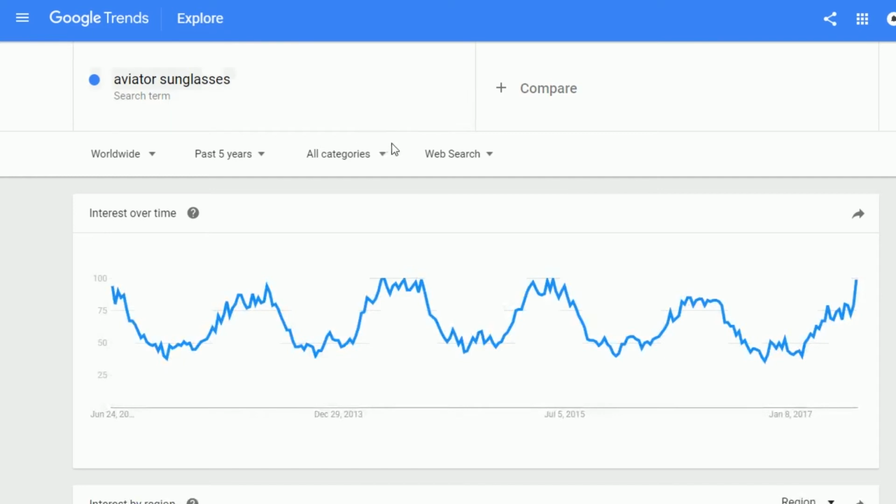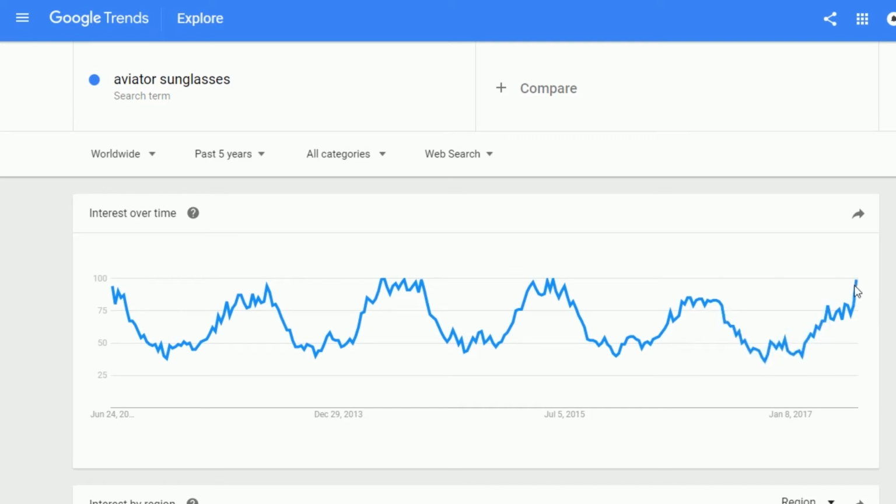Let's see. Okay. We can see that this is a highly seasonal item, first of all. So the peaks are happening in late spring and summer every time. You can see that, late spring and summer. And of course, in the winter time, nobody wants these glasses. So if we are going to get into this business, it would be actually right now. Okay, we can see that this is peaking at 100% interest. It's happening this week, or these days.